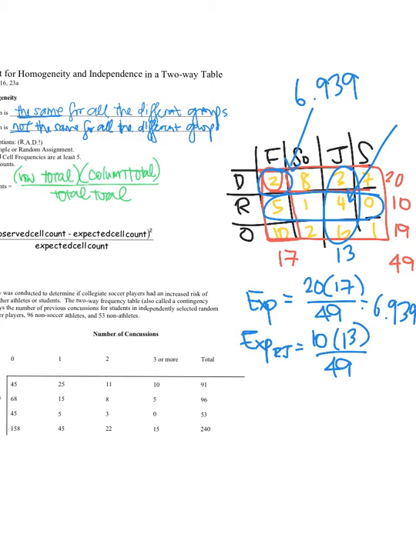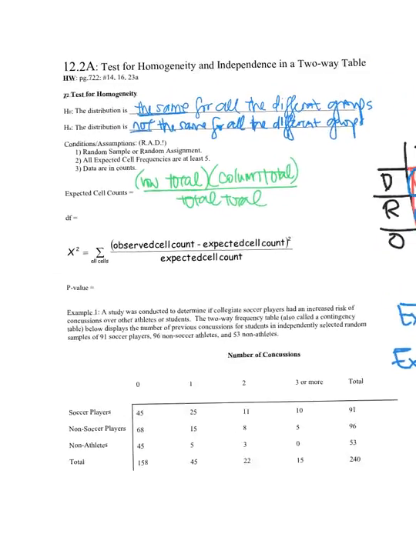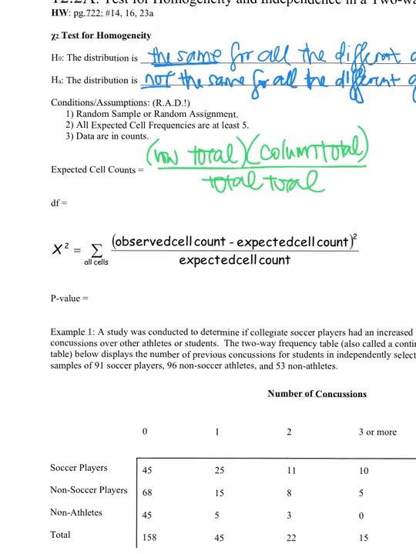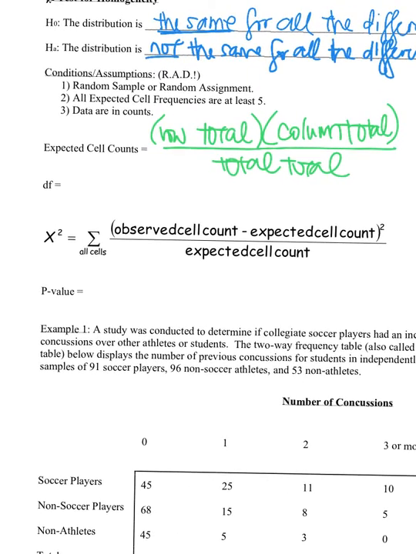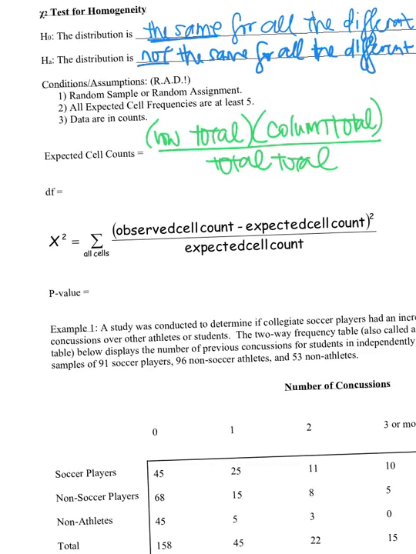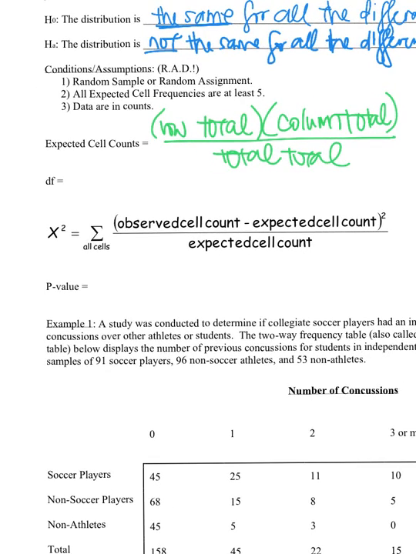All right, and that gets me 2.65. So that would be the expected count for that one. That's how you would find the expected counts for each of those cells, and we want to make sure that all those are at least 5 to meet condition number 2. Now there is a faster way to do that on your calculator, which I will explain to you later. Okay, let's go to degrees of freedom.